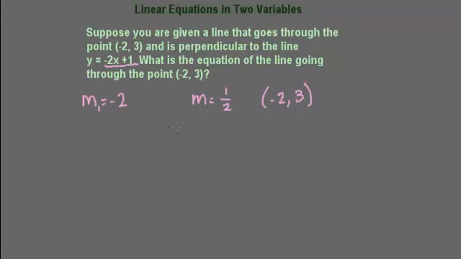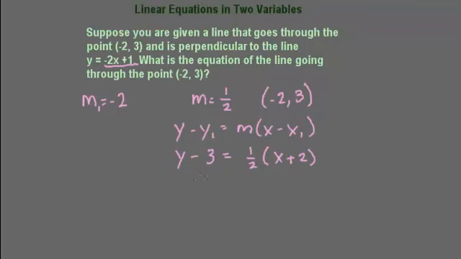Now all we have to do is use our point-slope equation of a line. And there it is right there. You'll find it very useful when doing your homework and taking the test. So we'll say y minus, we need the y value from our point, which is 3, equals m, which is 1/2, times x minus the x value from our point. The x value from our point is negative 2, so minus a negative 2 would be plus 2.